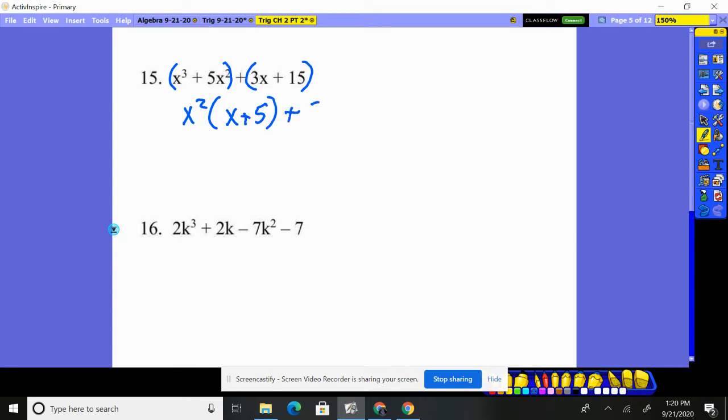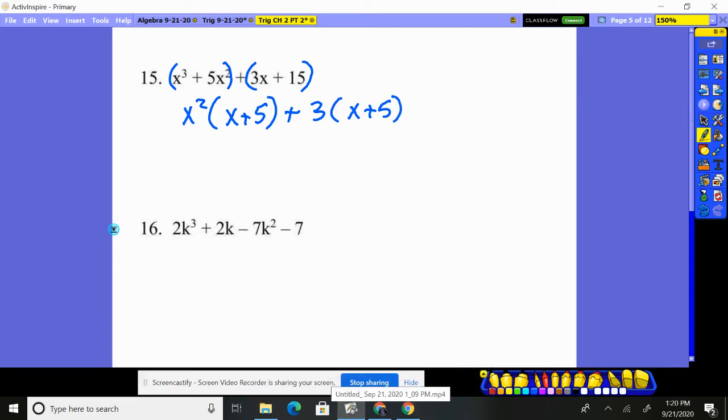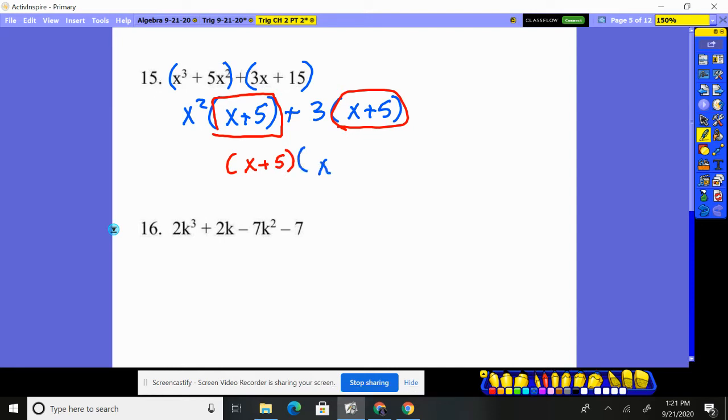What about here? Well, 3 factors out, leaves behind an x plus 5. Notice that they both have an x plus 5 that now can be factored out. So we factor out an x plus 5, and then it leaves behind the x squared plus 3. That binomial times that binomial. Again, when I see 4 pieces, right away, I'm going to factor by grouping.